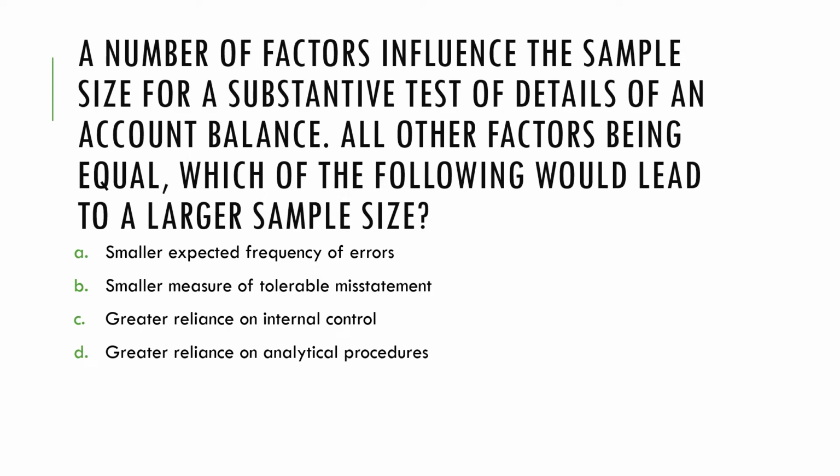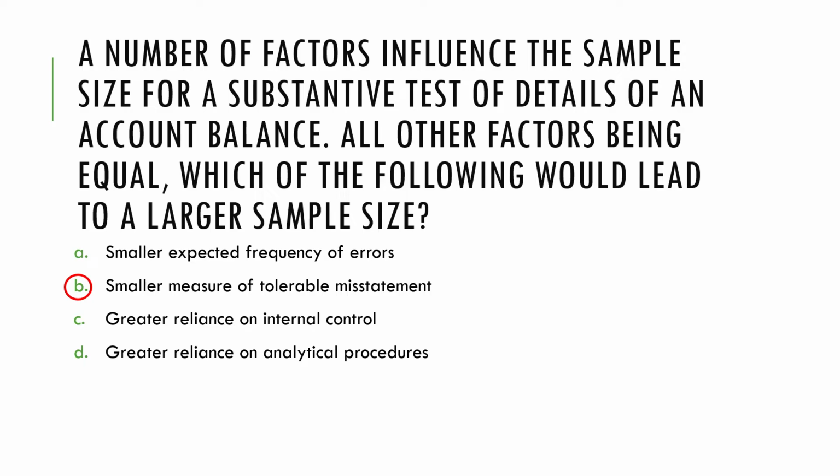A number of factors influence the sample size for a substantive test of details of an account balance. All other factors being equal, which of the following would lead to a larger sample size? So we're looking for the factor that would result in a larger sample size. Letter A, smaller expected frequency. Expected has a direct relationship. So if the expected is smaller, then the sample size will also be smaller, not larger. Smaller measure of tolerable misstatement. Tolerable misstatement has an inverse relationship. So a smaller measure of tolerable misstatement would yield a larger sample size.